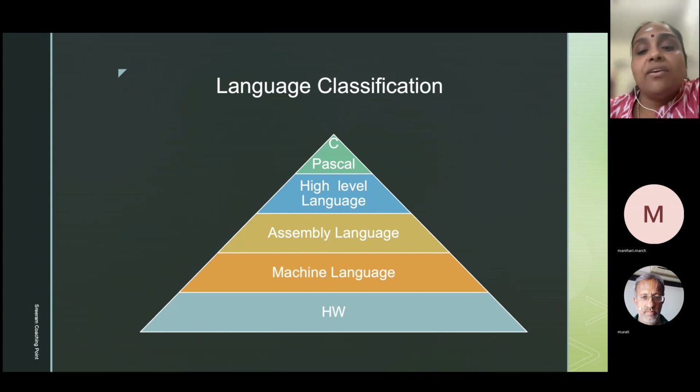Now, language classification starts with hardware at the grassroots level. Then you have machine language, which is not comprehensible by us. Then we have assembly language, then high-level language. After that, we have languages like C, Pascal, where we are able to communicate in a language that we understand.